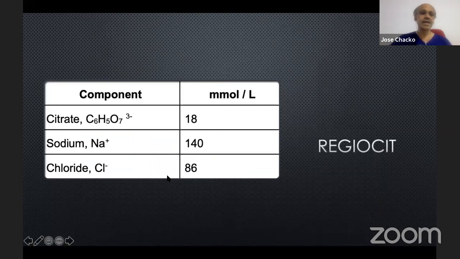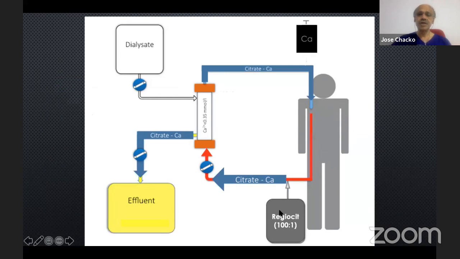It contains citrate 18 millimoles per liter. You must remember that each of these millimoles of citrate will get converted to 3 millimoles of bicarbonate in the liver. So essentially, you can use it as a replacement fluid as well. It doubles up as a buffer and a replacement fluid because it's a source of bicarbonate as well. It also contains sodium as well as chloride. So you have given Resuscitate solution pre-filter that results in chelation of the calcium. It anticoagulates the filter, and then you deliver dialysate here.